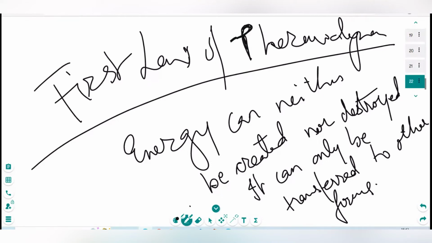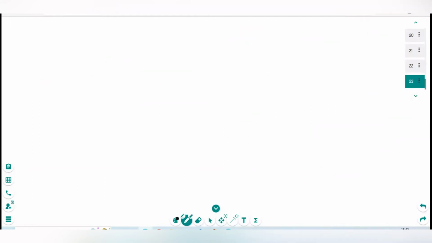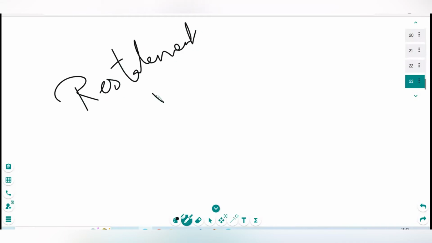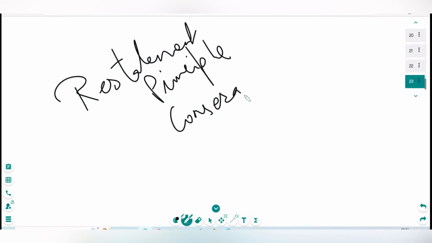Do you know what this is actually called? The first law of thermodynamics is known as the restatement principle. Why restatement principle? Because it talks about conservation of energy.